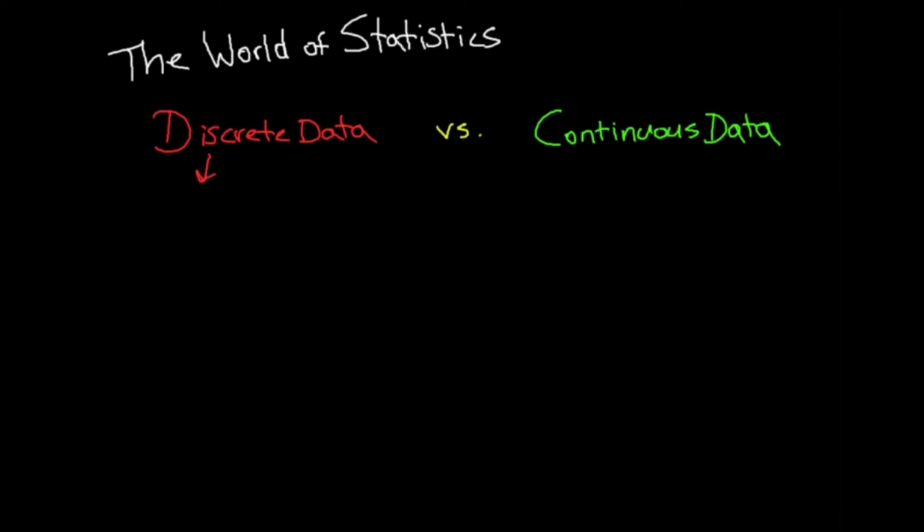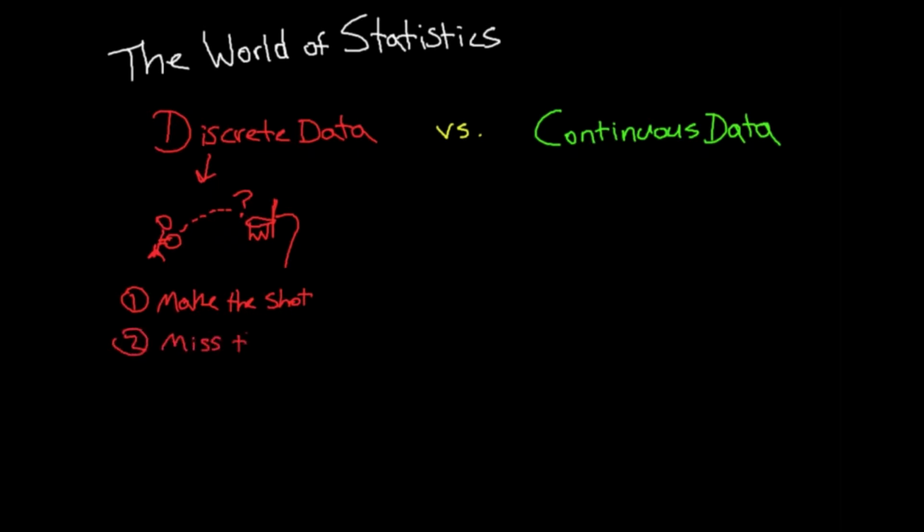So to describe discrete data, imagine that we are on the basketball court and we're going to take a shot at the basket. So say we shoot a shot. What can happen? Well, one of two things. We can either make the shot or we miss. So we either make the shot or we miss. How does this describe discrete data? Well, there's clear separation. So let's write that down.